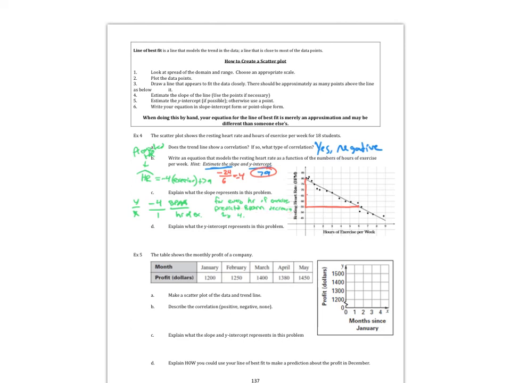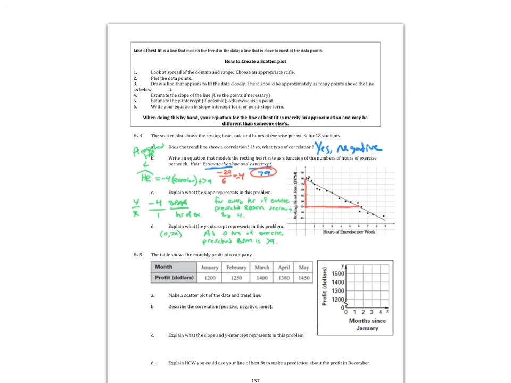Then explain what the y-intercept represents in this problem. So the y-intercept was 0, 79. And so we just say at the x value of 0. So at 0 hours of exercise, predicted beats per minute is 79.